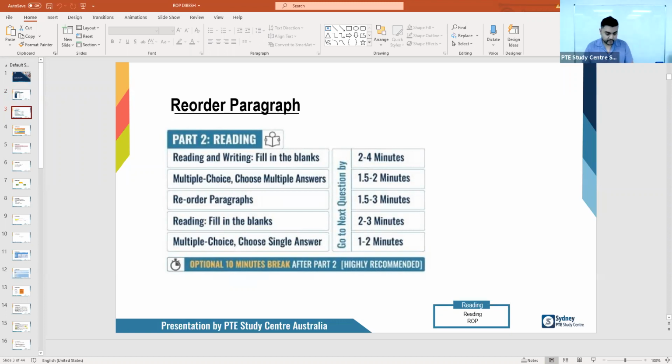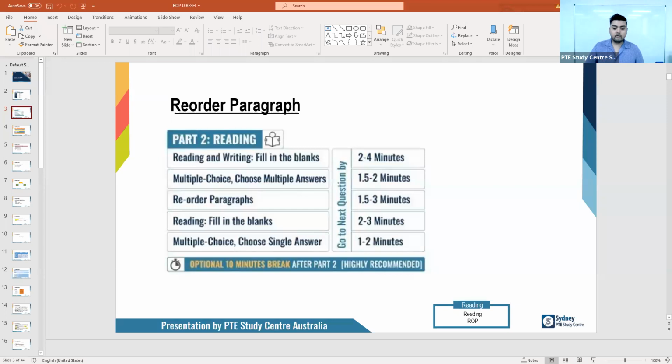As recommended by our experts and researchers after conducting multiple experiments on the exam, we have come up with a time management plan. With the reading and writing fill in the blanks, which is called drop down, the maximum time you'll spend is 4 minutes. Take a snapshot of this, guys, so that you will remember the time management plan. Reading and writing fill in the blanks, 2 to 4 minutes. MCQ multiple, 1.5 minutes, not more than that, please. Reorder paragraphs, 1.5 to 3 minutes, maximum 3 minutes. Reading fill in the blanks, 2 to 3 minutes. Multiple choice, choose single answer, 1 to 2 minutes.